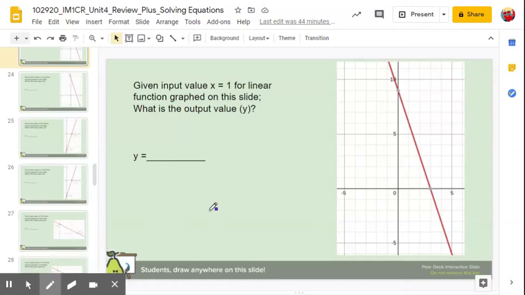Let's review slides 23 through 28. So given the input value of x is x equals 1 for a linear function graphed on the slide, what is the output value for y?